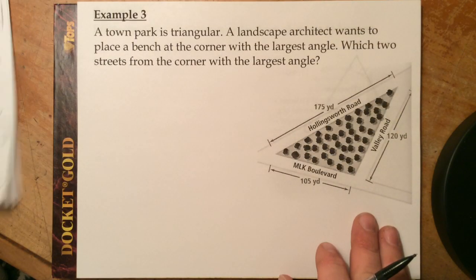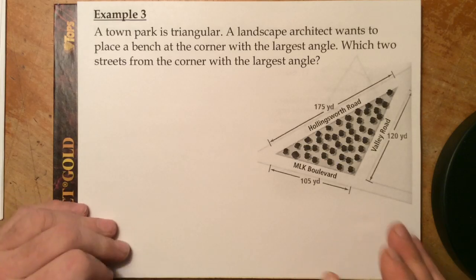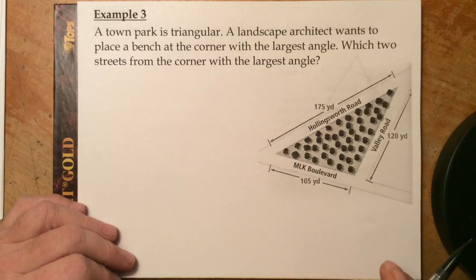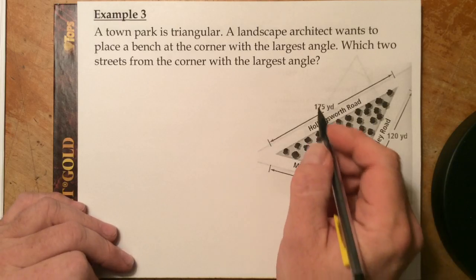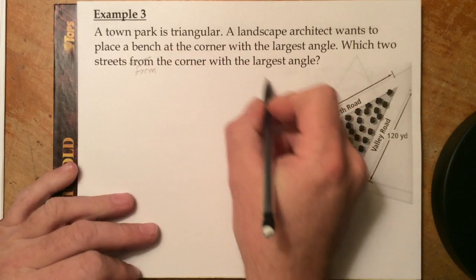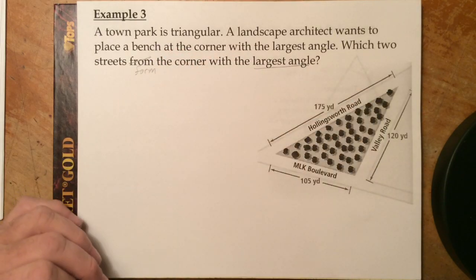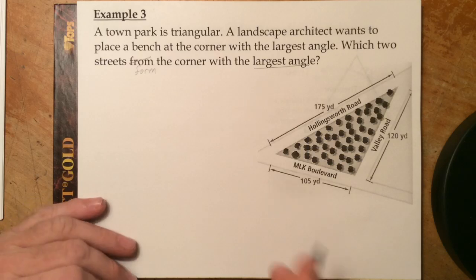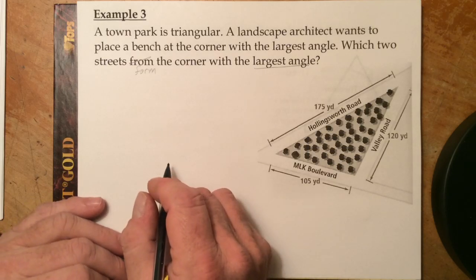Example 3. A town park is triangular. A landscape architect wants to place a bench at the corner of the largest angle. Which two streets form the corner with the largest angle? To do this problem, we need the triangle opposite inequality theorem, which states if two sides of a triangle are not congruent to each other, then the larger angle lies opposite the longer side.